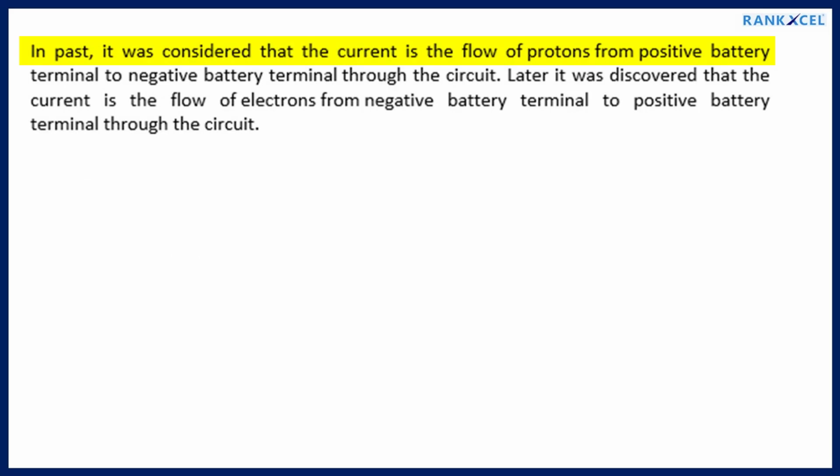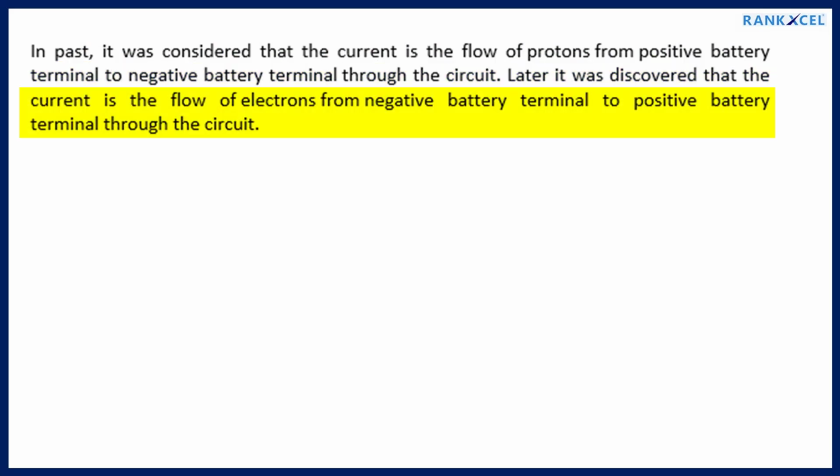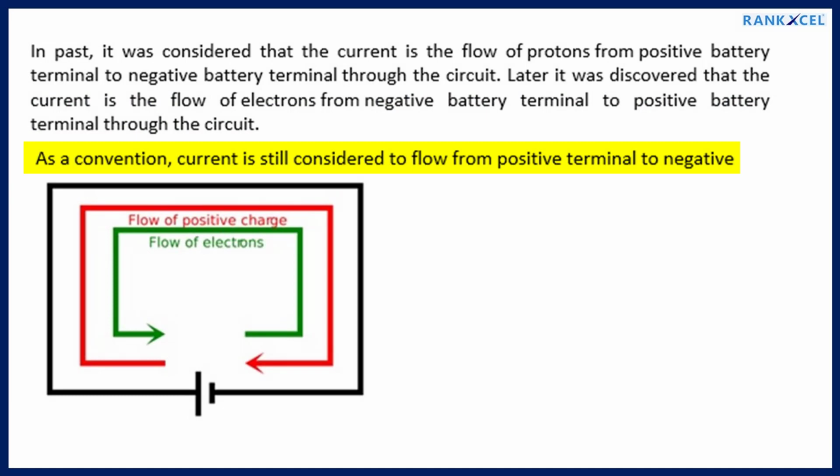In the past, it was considered that the current is the flow of protons from positive battery terminal to negative battery terminal through the circuit. Later it was discovered that the current is the flow of electrons from negative battery terminal to positive battery terminal through the circuit. As a convention, current is still considered to flow from positive terminal to negative.